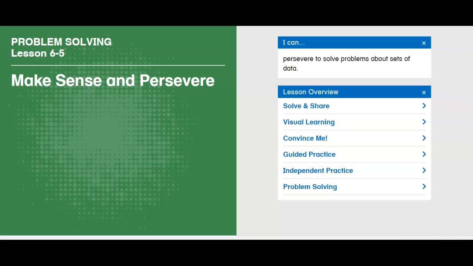For today's math lesson, we are completing the last lesson in Topic 6. Today's lesson is called Make Sense and Persevere. Our learning intention is I can persevere to solve problems about sets of data.